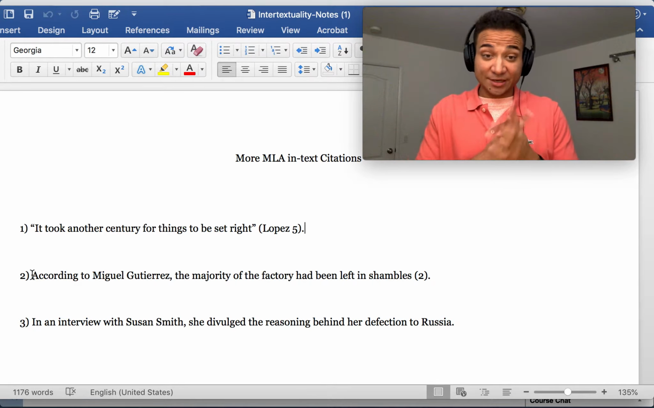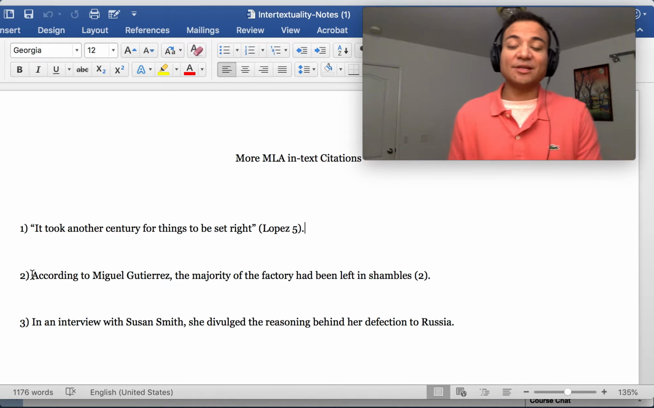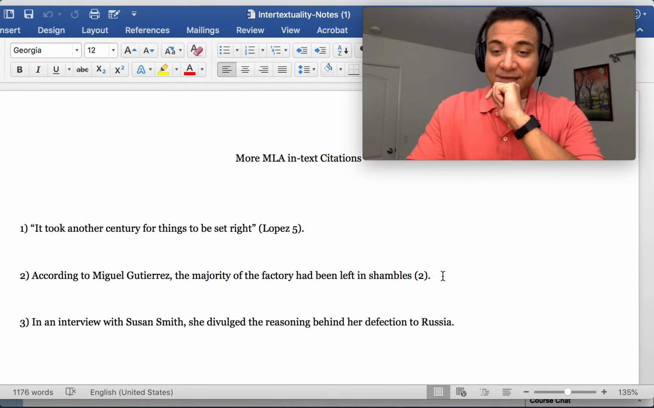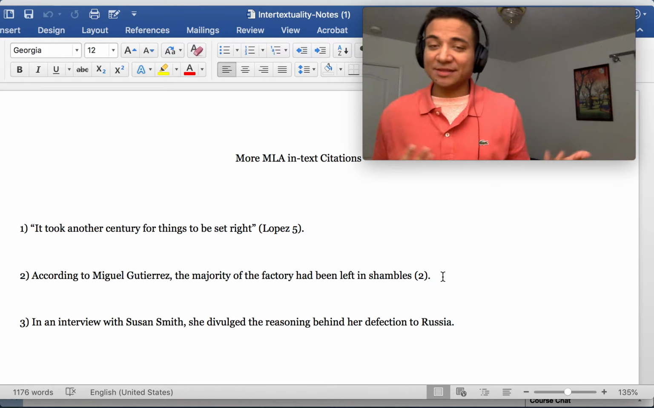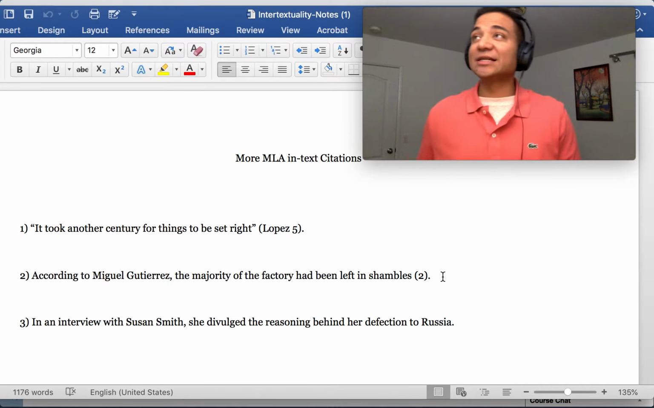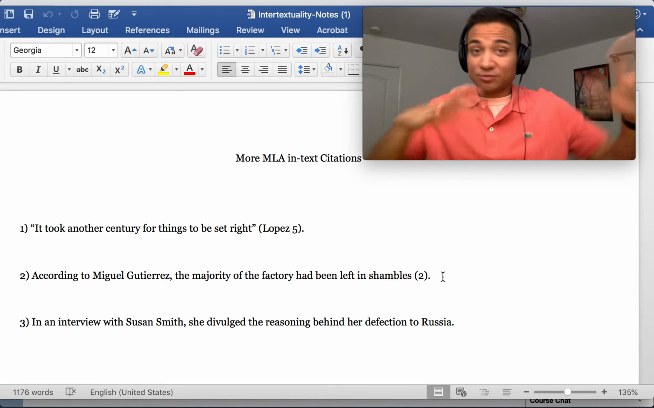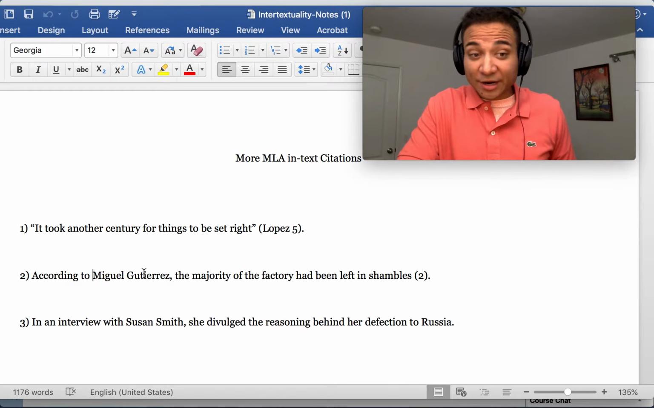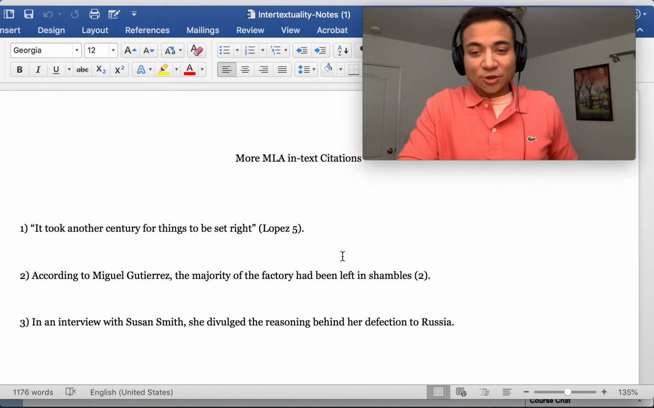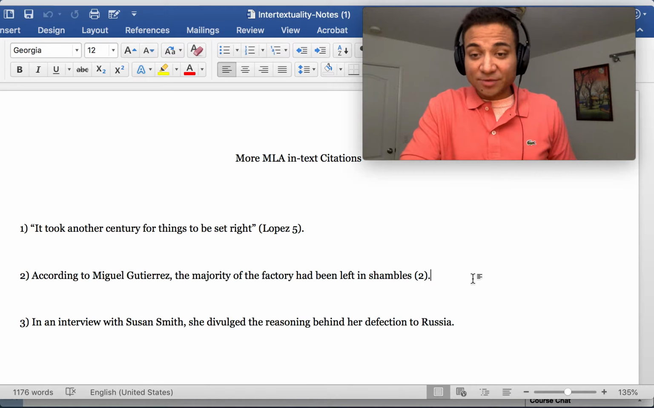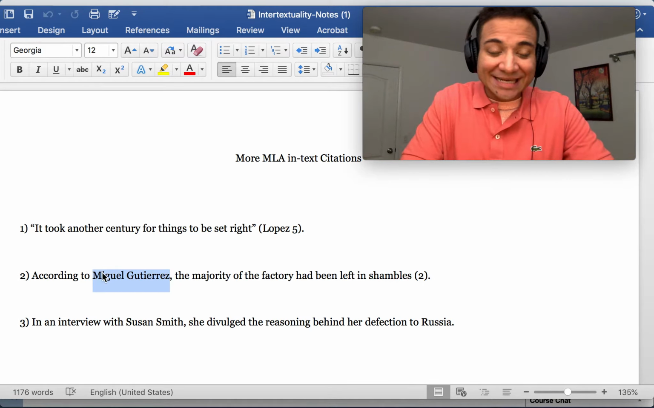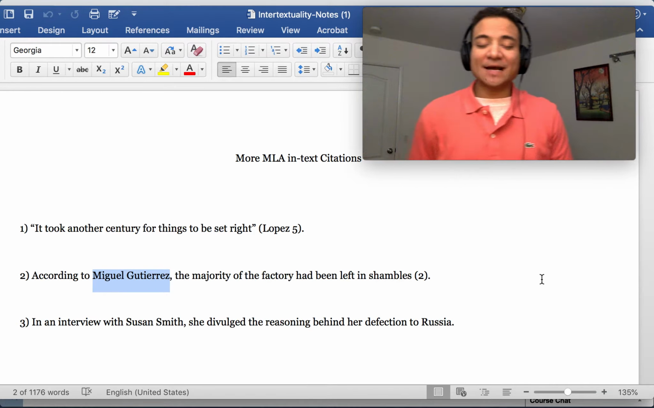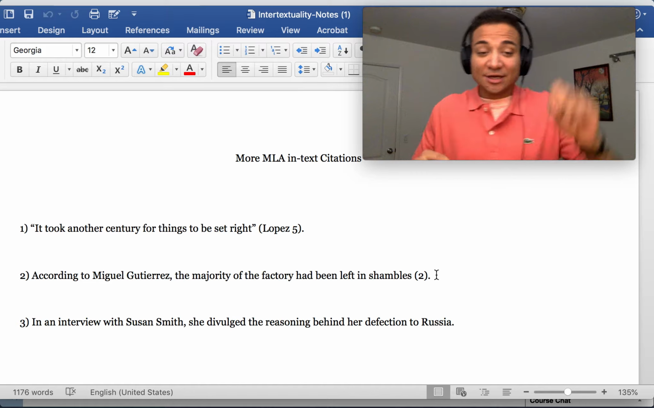According to Miguel Gutierrez, the majority of the factory had been left in shambles. Why is this not in quotation marks? Well, it means that we're paraphrasing something that he said. We're using our own words to paraphrase something that they said, okay? But we're crediting the author, obviously, right? So here we would not put Gutierrez too, because we already said Gutierrez in the same sentence. So to avoid redundancy, that's the rationale. We just have 2. So you don't say Gutierrez.